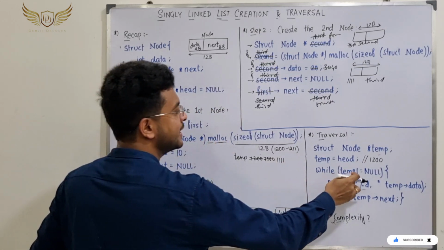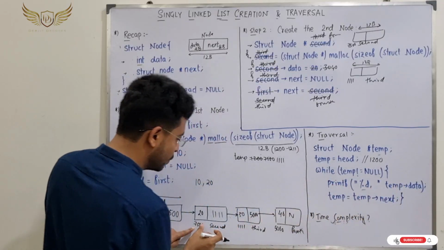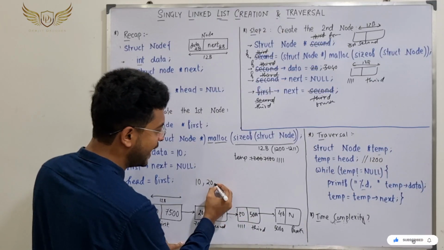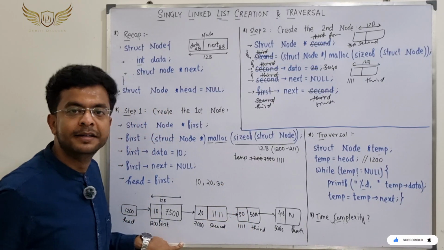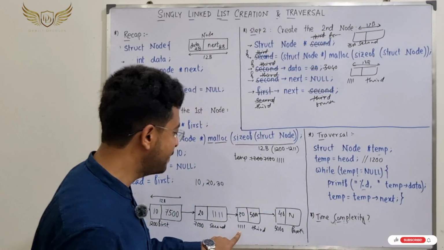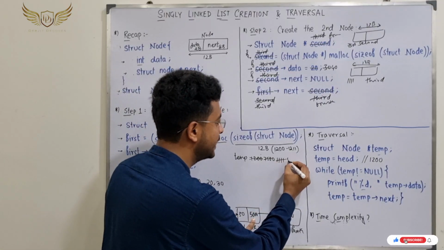Similarly, next time it says again temp not equals to null, satisfied. So printf temp arrow data. Go to 1111 and see the data part. What is that? That is nothing but 30. Then again temp equals temp arrow next. Who is temp arrow next? In 1111, what is the next part? 5000. So this is getting replaced by 5000.